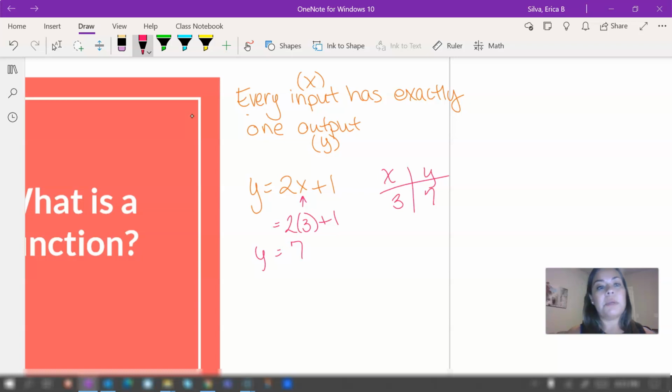as our output. Another example would be, let's say we input 0. Let's go ahead and put 2 times 0 plus 1. 2 times 0 is 0, plus 1 is 1. So the only y value we can get when we input 0 would be 1. That's what it means that for every input, there's exactly one output.